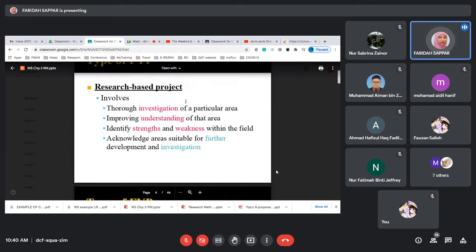Okay, ada kat sini research based project, dia kata involve through investigation on the particular area kan, macam saya cakap research, improve the understanding. Kalau ada satu semester tu student tu memang dia suka sangat tentang protokol ni. Lepas tu dia kata madam, saya nak integrate dua protokol ni untuk jadi satu. Sort of like overachiever lah kan. So dia nak buat something yang baru. Saya pun takut, boleh ke buat kan.